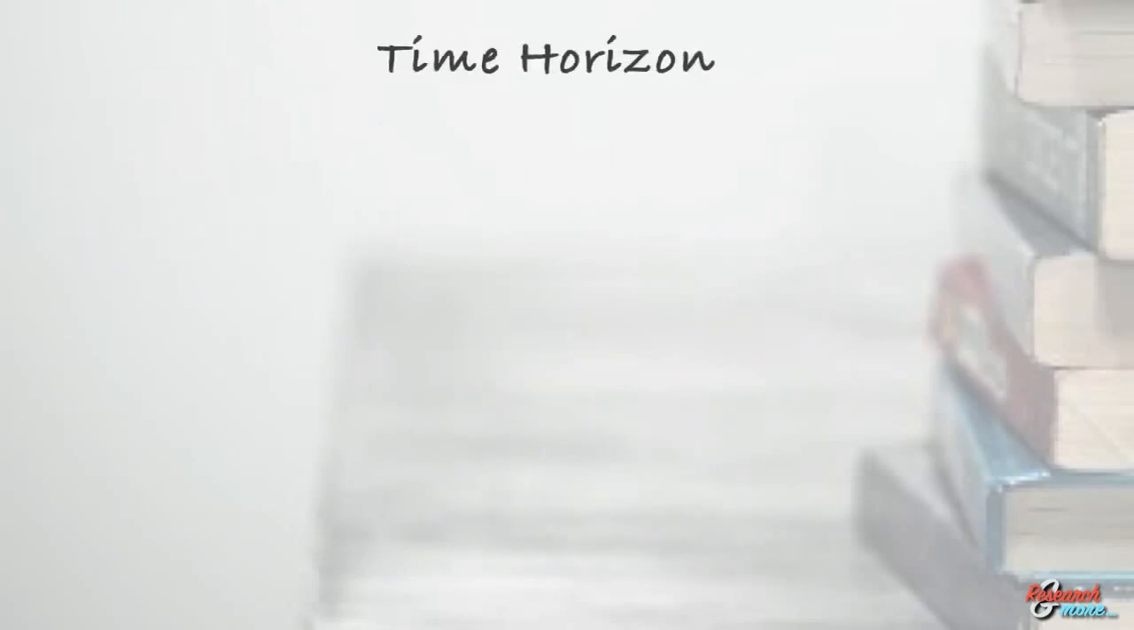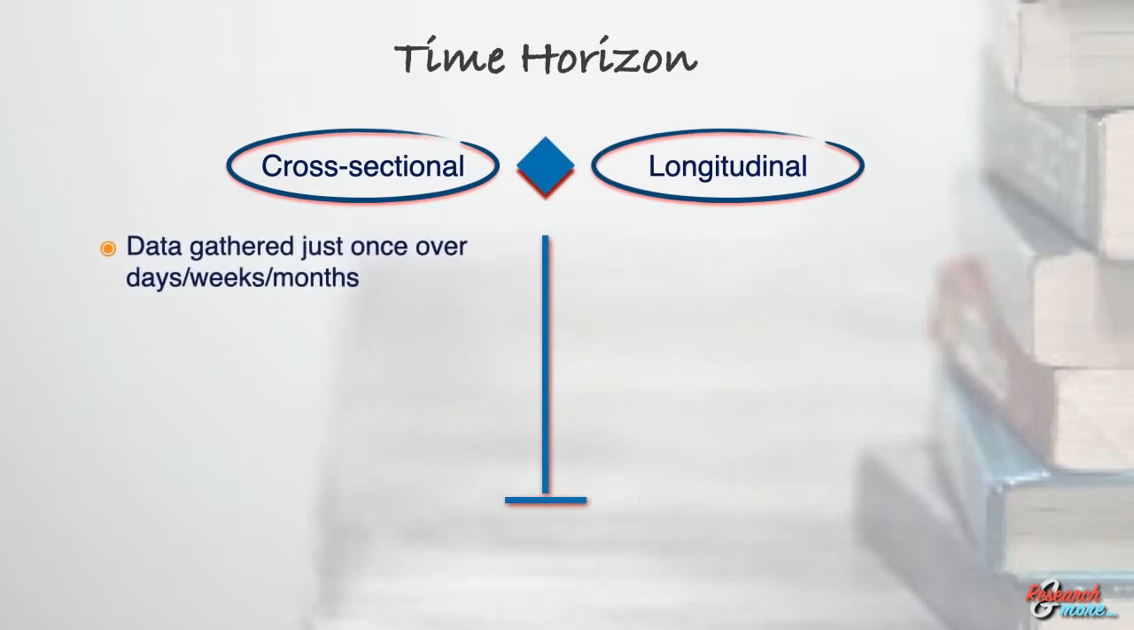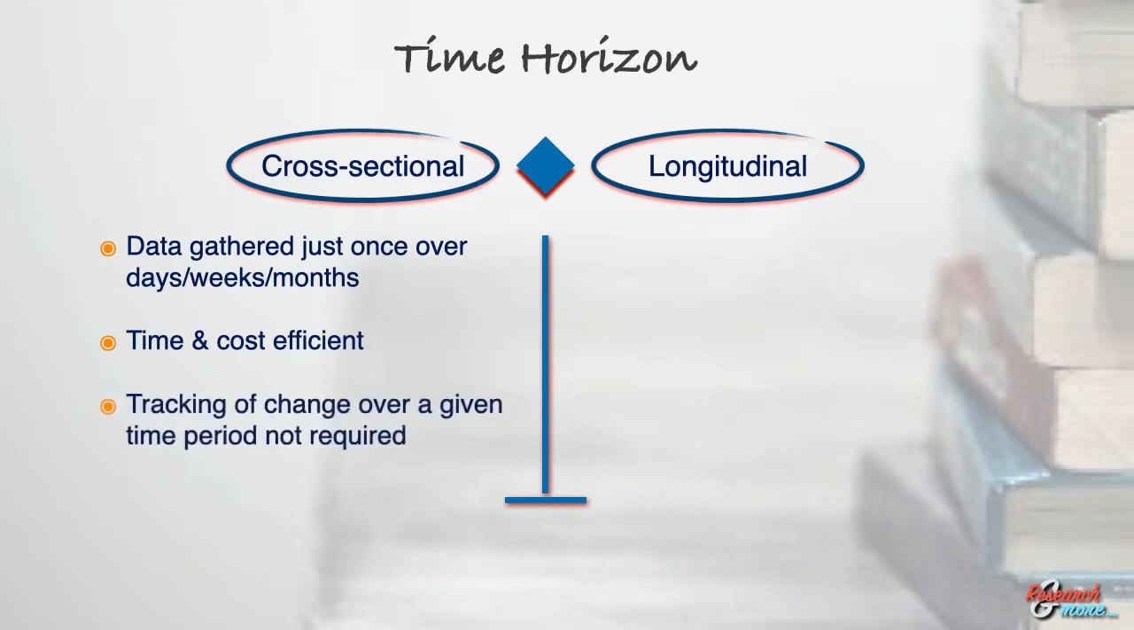To answer the research questions, data for a study may be gathered in one shot or at two or more points in time. In a cross-sectional study, data are gathered just once, perhaps over a period of days or weeks or months. This type of data collection tends to be efficient in terms of time and cost, and it is not necessary to track any changes over any given time period.